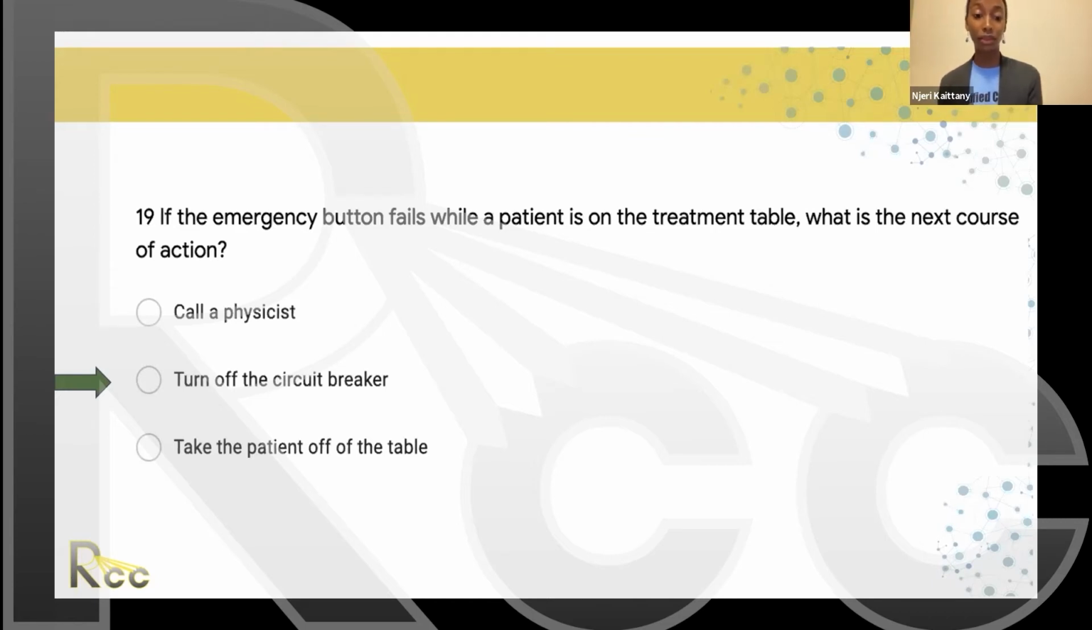And again, even as you run off to turn off the circuit breakers, you also want to make sure that your first priority is the patient as well. Make sure that patient safety also is your first concern.